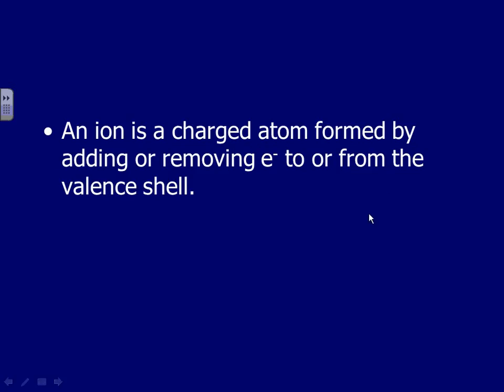Okay, so definition of what an ion is. An ion is a charged atom formed by adding or removing electrons from the valence shell. You've heard the term valence before, all right? Valence often means outermost, the outermost shell. Or sometimes they might say valence electrons. It means outermost: the electrons in the outermost shell, the ones that are furthest away, like we saw in our Bohr and Lewis diagrams.